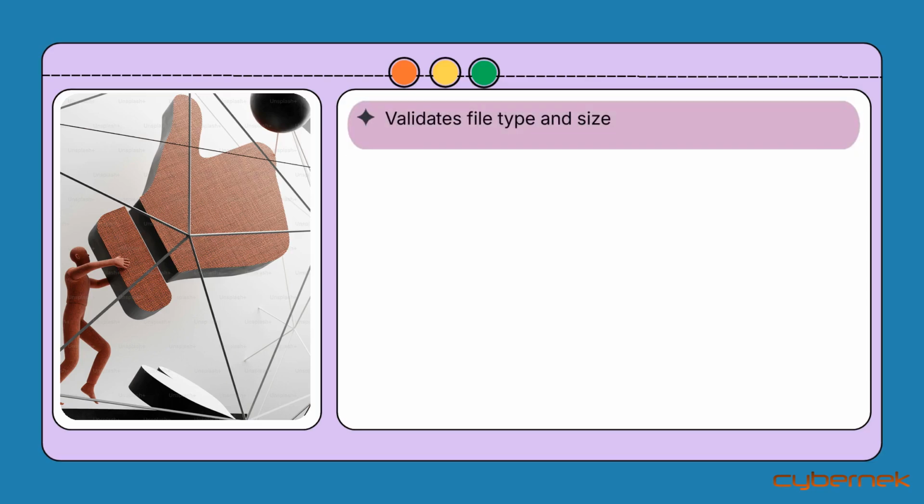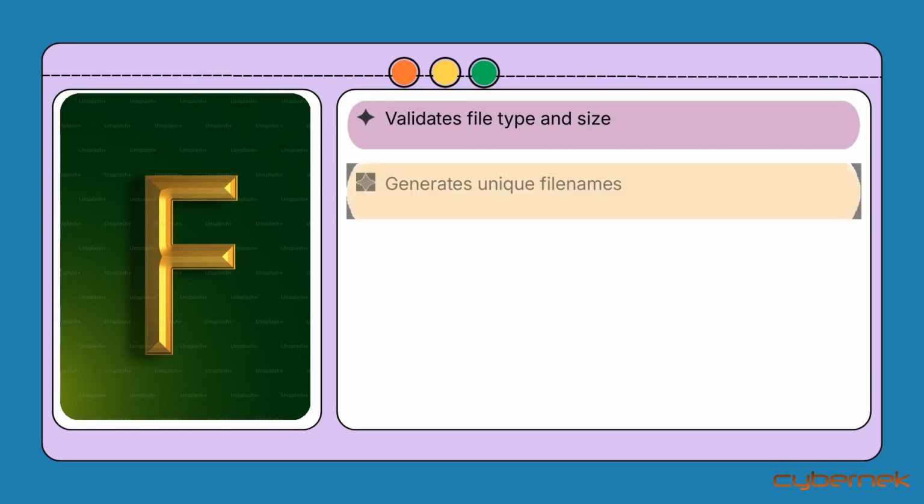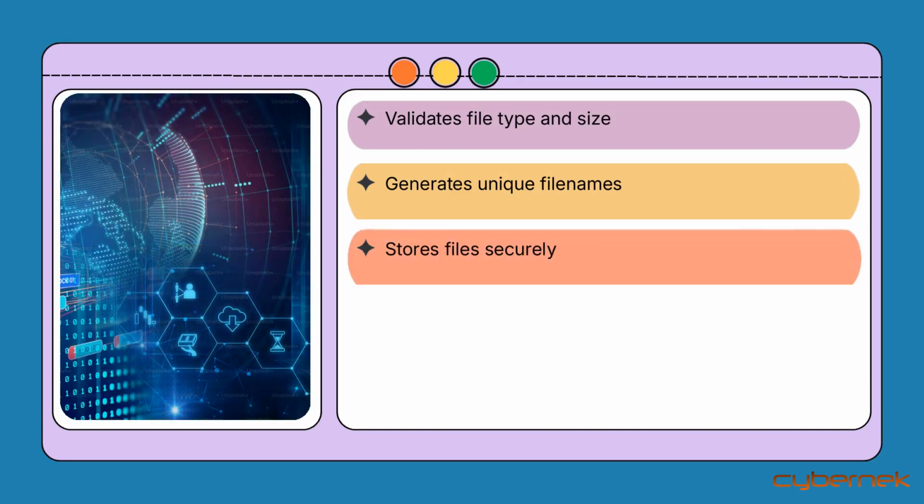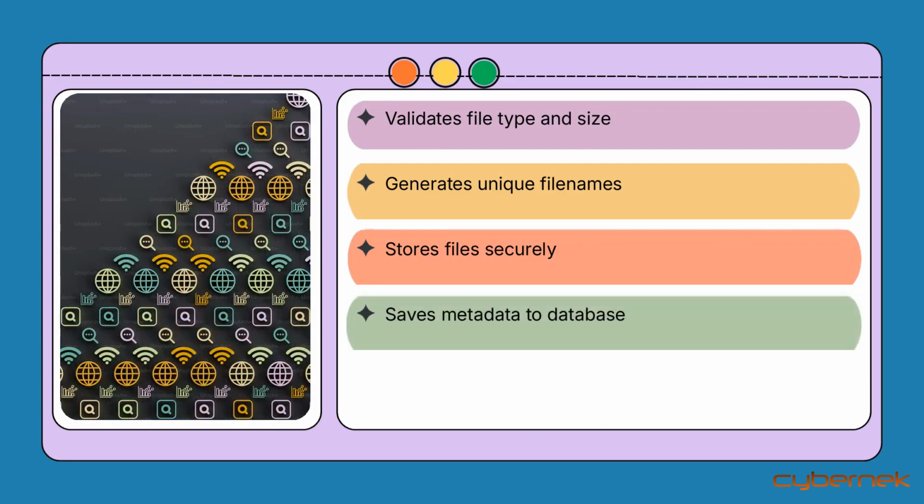This controller does several important things. It validates the file type and size, generates a unique file name to prevent conflicts, stores the file securely, and saves metadata to your database. Notice how we're using Laravel's built-in validation rules. They're your first line of defense against problematic uploads.